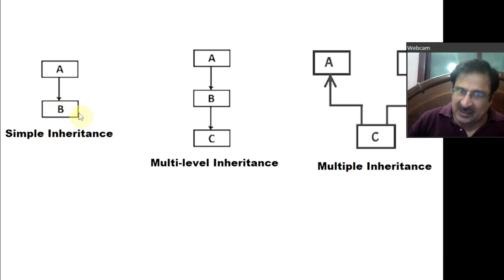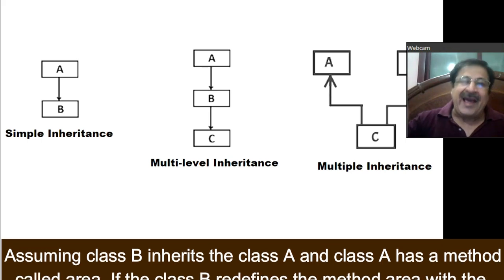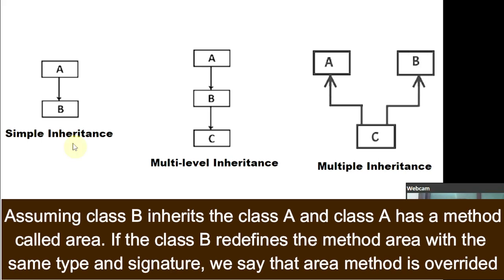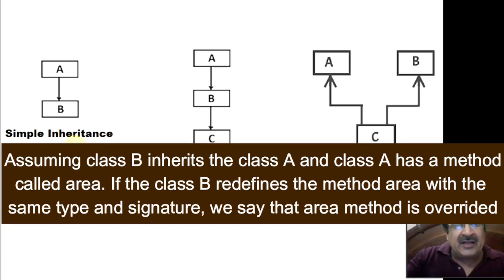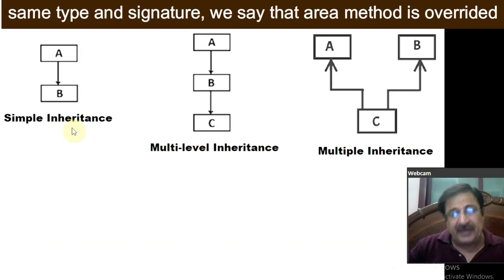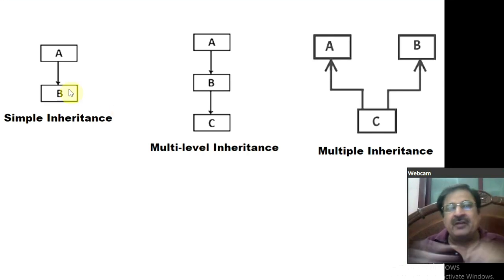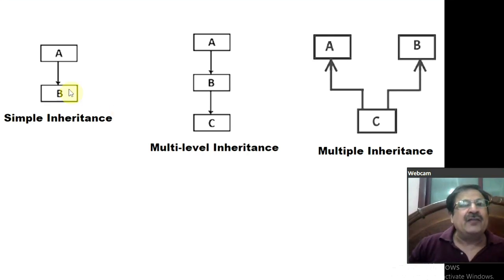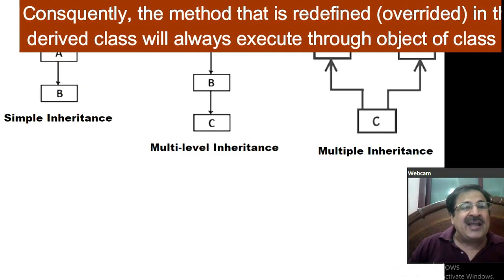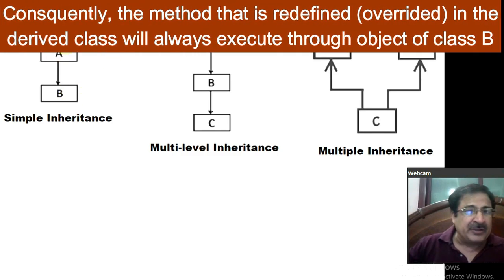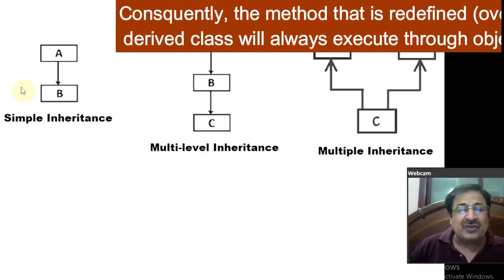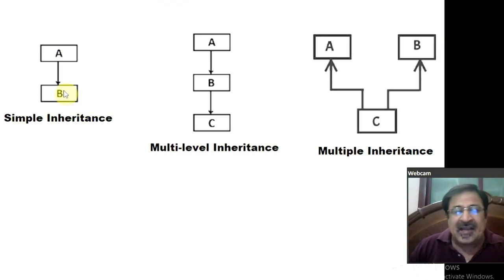Now if in class B you redefine a function area with the same type and signature as in the base class, the same type and signature means both the functions have the same number of parameters and their data types should also match, right? So what will happen? Whenever the object of B class invokes the area function, the area function of the base class will never be executed. Always the area function of the derived class will run. So we can say that the area function of class B has overridden the area function of class A.